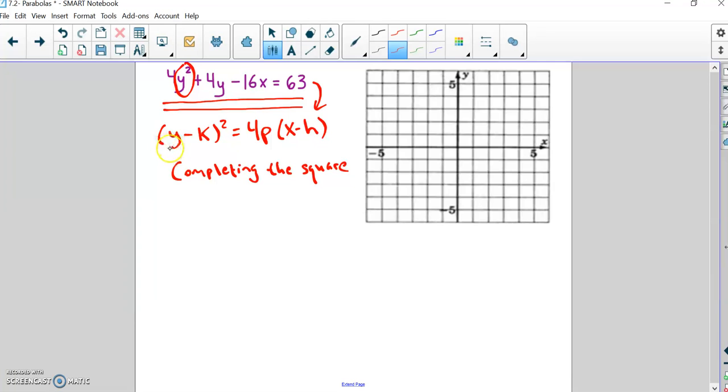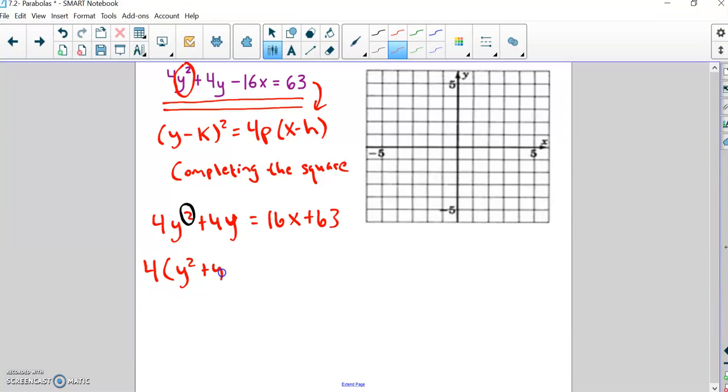Notice in this equation, all the y's are on one side, and everything that has an x is on the other side. So I'm going to keep all my y's on the left side, and I'm going to move everything else over to the other side. I'm going to have 16x plus 63 on the other side. Now, you cannot complete the square until you have a leading coefficient of 1. So the first thing I'm going to do on the left side, because it's the only term that is squared, is take a 4 out of all of my y's.